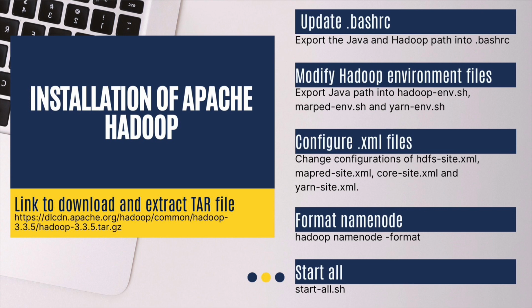Fifth, format the name node. Formatting the name node is necessary to create a new file system and should only be run while setting up a new cluster. The code for the same is hadoop namenode -format. If this is done later, data stored like metadata and blocks will be lost.